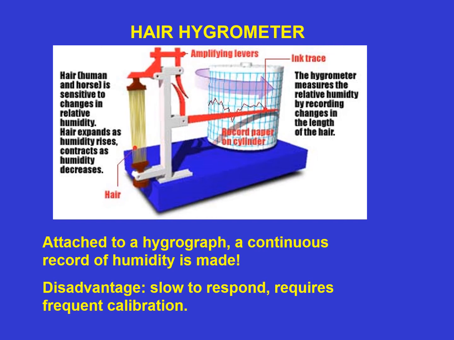Anyway, so the hair hygrometer is attached to a hygrograph, which looks kind of like a seismometer, giving you a continuous record of humidity changes throughout the day. But this is kind of old, okay? Why? Because it's slow to respond to changes in humidity. Got to calibrate.